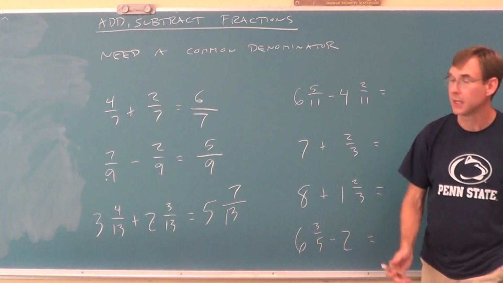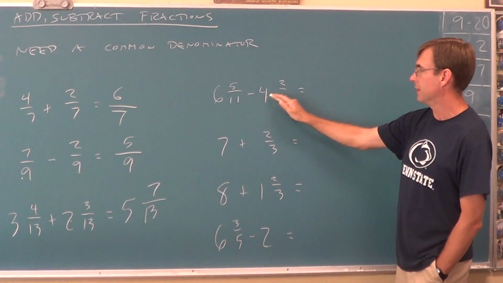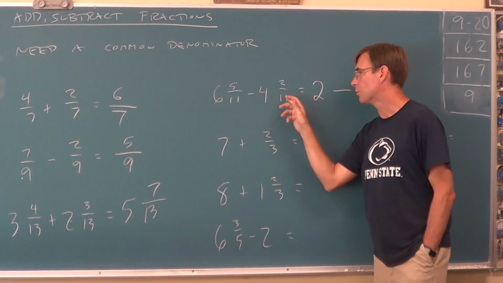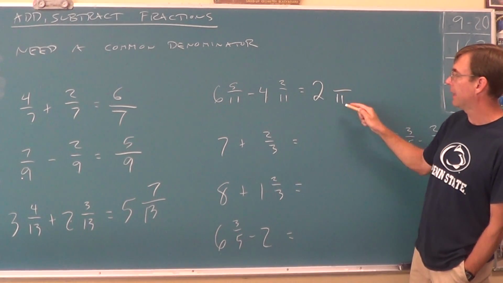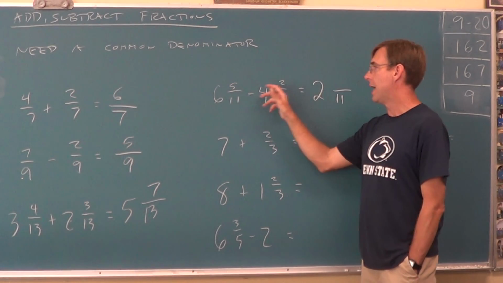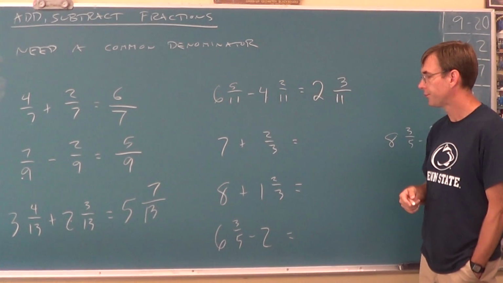Next column, we're continuing with mixed numbers. So 6 minus 4 this time, we're subtracting to get 2. When 11ths subtract 11ths, we still get 11ths. Don't change the common denominator ever. 5 minus 2 makes a 3. We are going to change the tops generally.